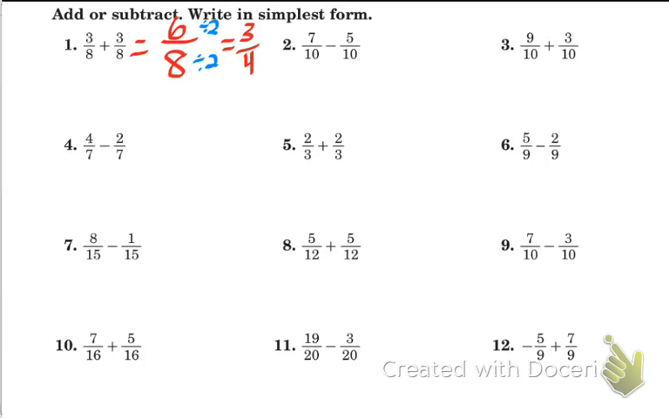Okay, so for each of these, you do it to the top, and then you keep the bottom, and remember to simplify fully. So take a moment to try number 2. Hit pause. You get 2 over 10, and then we're going to simplify by dividing top and bottom by 2, and if we do that, we'll get 1 over 5. So the answer to number 2 is 1/5.